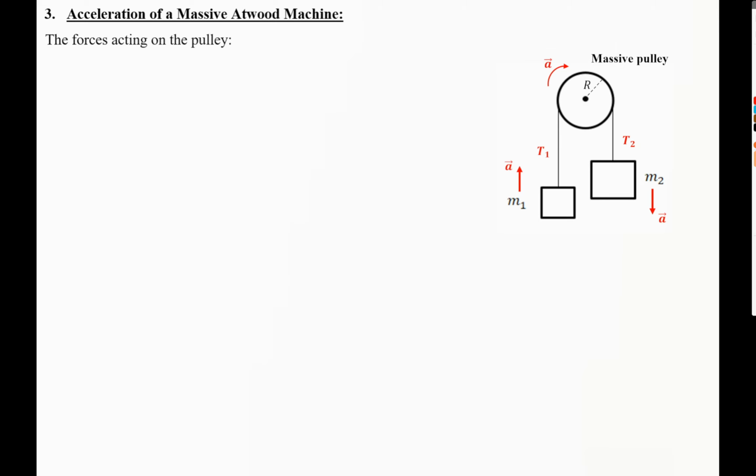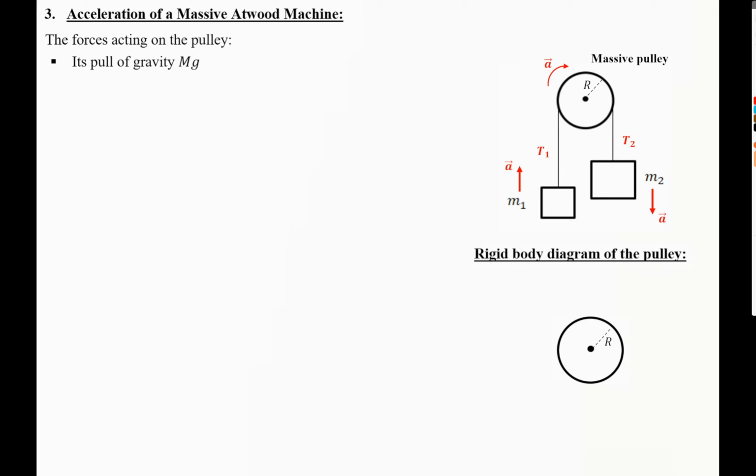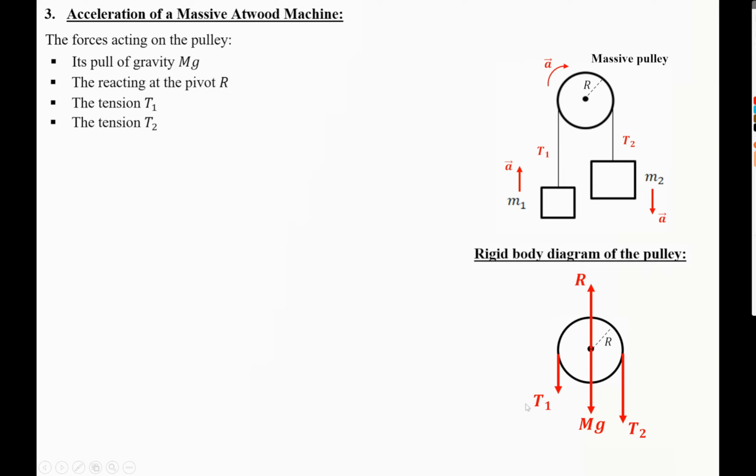So let's start by identifying the forces that act on the pulley. Whenever we're considering the pulley, we need to consider the rigid body diagram because we need to implement Newton's second law for rotation, and at this point it is important to identify the torques. What are the forces that are acting on the pulley? We have its pull of gravity, which is along the center. We have the reaction at the pivot R. We have the tension T1, which is down, and the tension T2, which is also down.